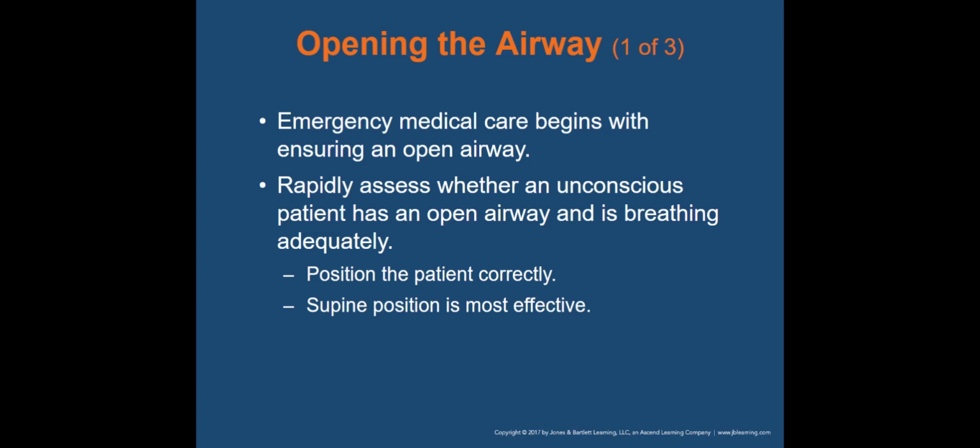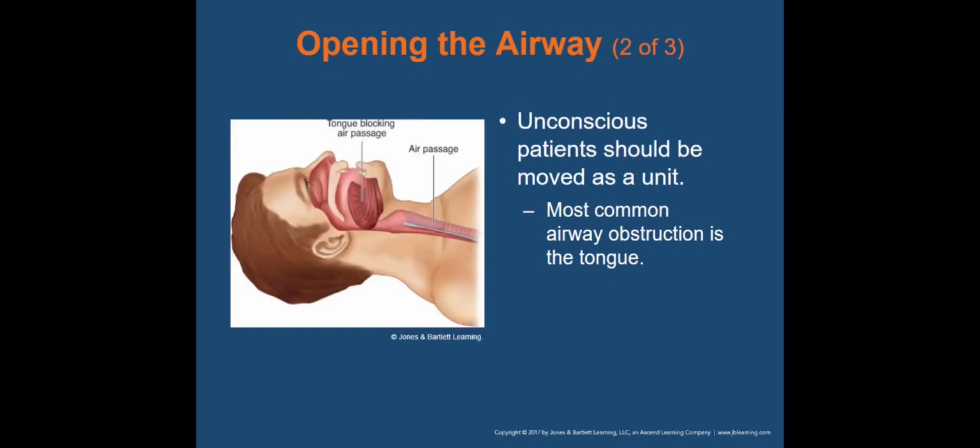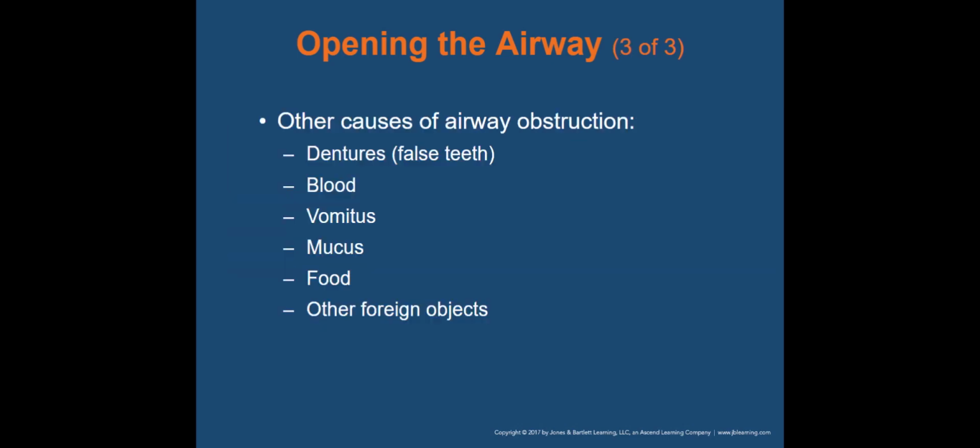Position the patient correctly. The supine patient position is most effective in determining opening airways. Unconscious patients should be moved as a unit. The most common airway obstruction is the tongue, and as a result, we have a device that we can use to keep the tongue up off the back of the oropharynx.